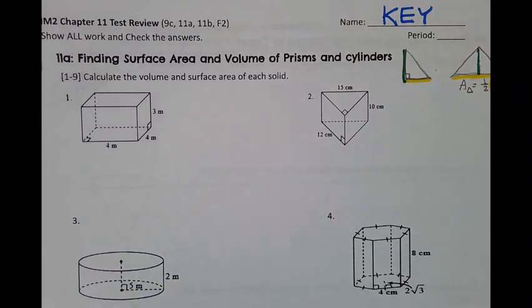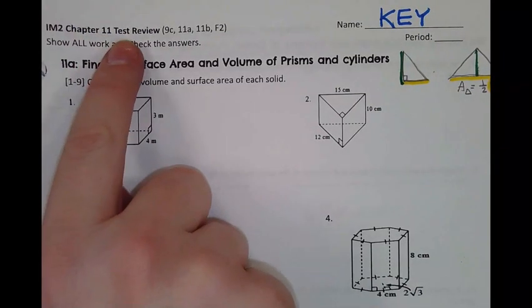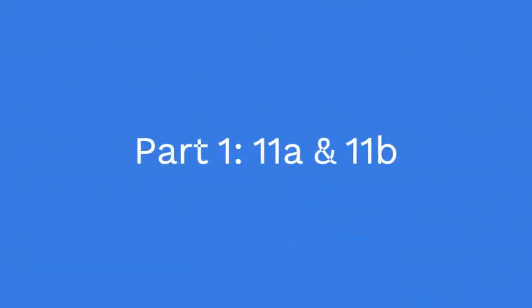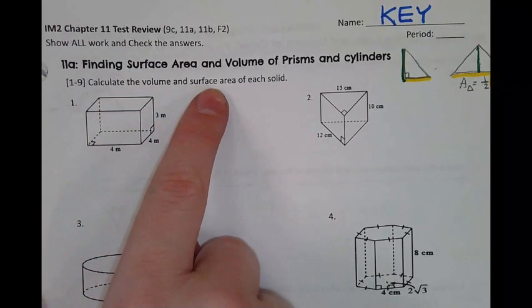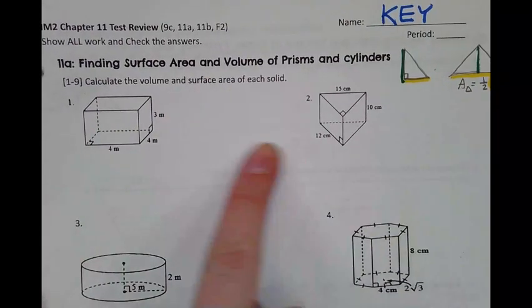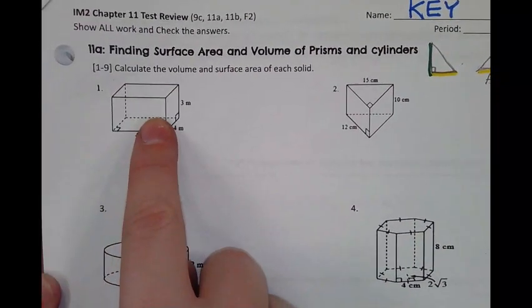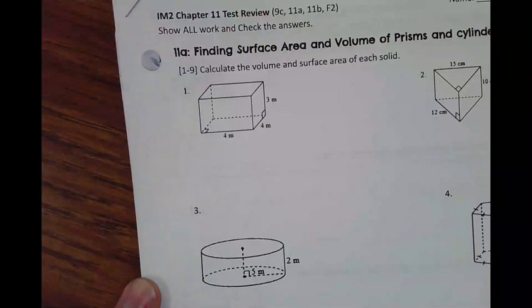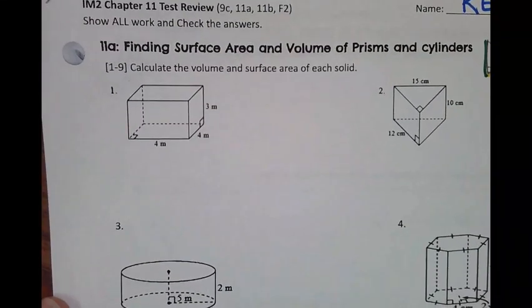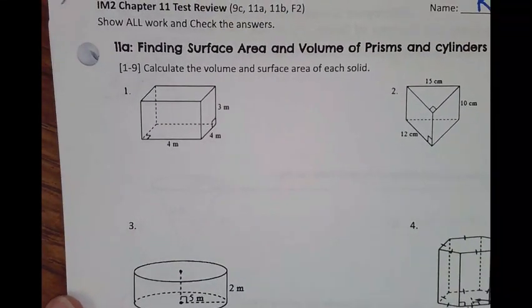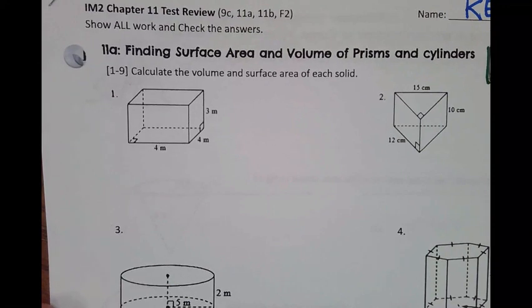All right, it's time to go over the Chapter 11 test review, which is review for standards 9C, 11a, 11b, and F2. Our first problem is to calculate the volume and surface area of each of these solids. So let's go ahead and start with the rectangular prism.